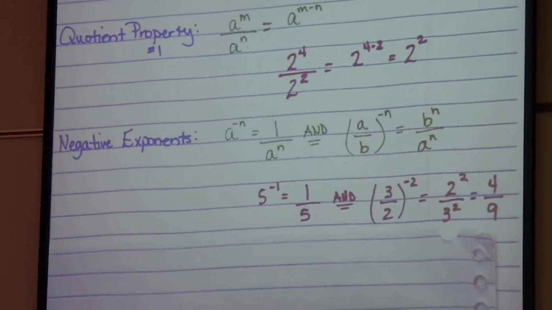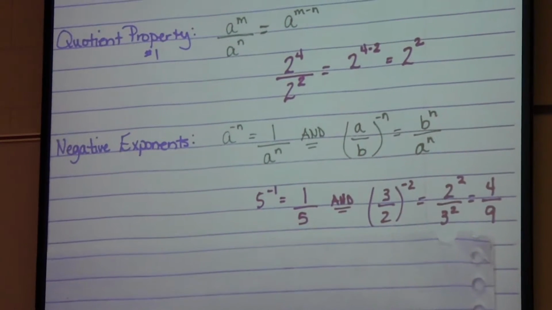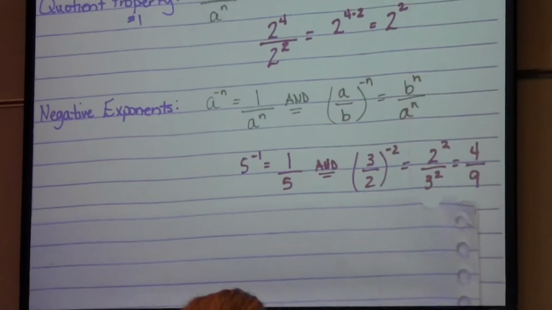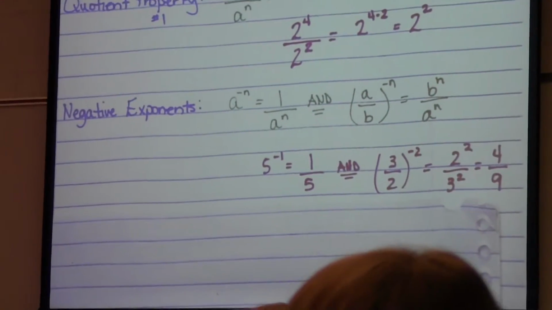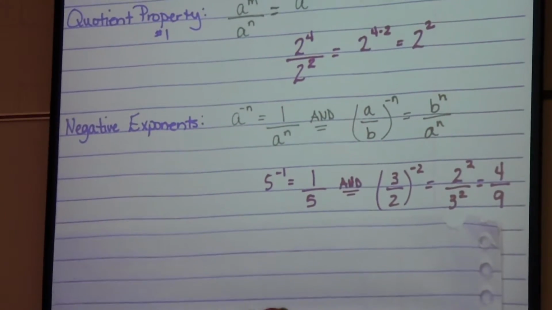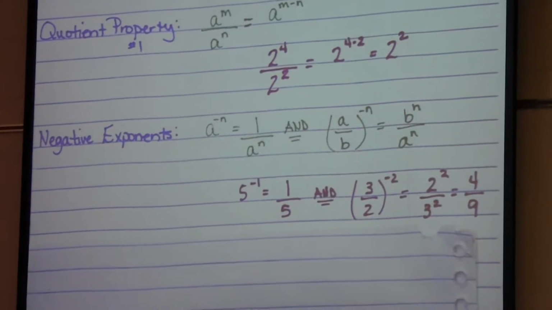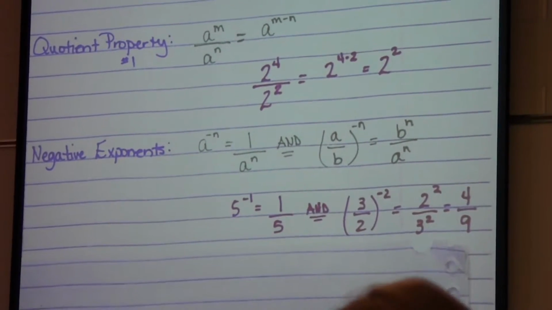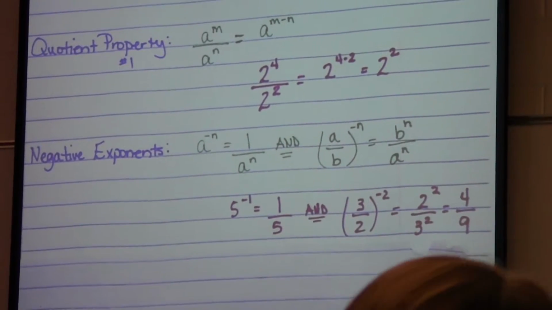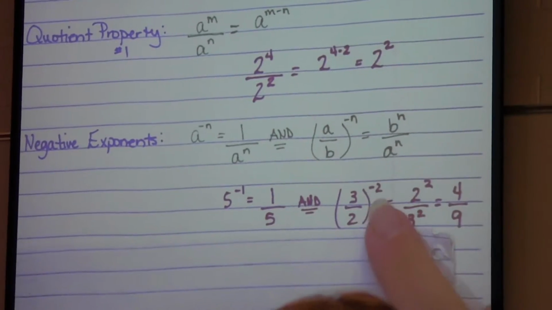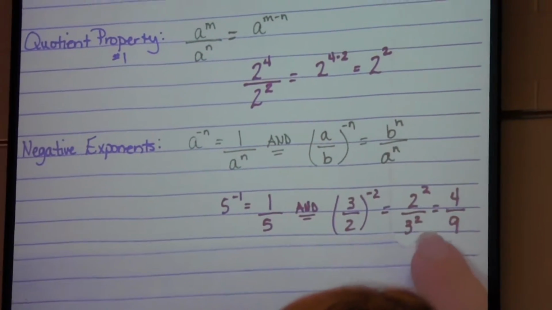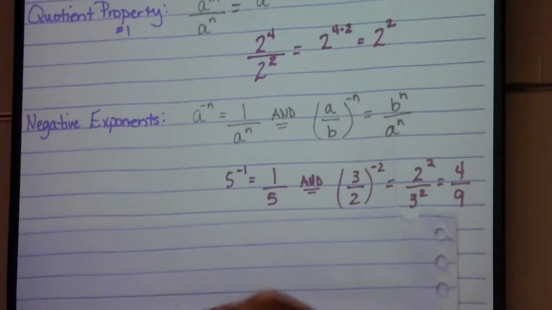So here are some numerical examples. 5 to the negative 1 is the same thing as 1 over 5, or 1/5. 3 halves to the negative 2 is the same thing as 2 over 3 squared, or 2 squared over 3 squared, which is 4 over 9. So if it's like this outside of parentheses, we can break it up and each part is just raised to that power.